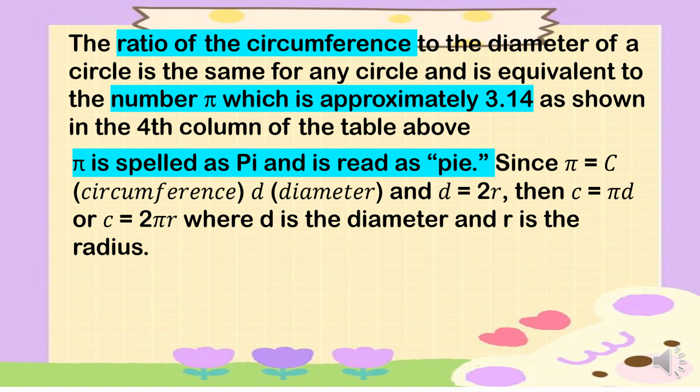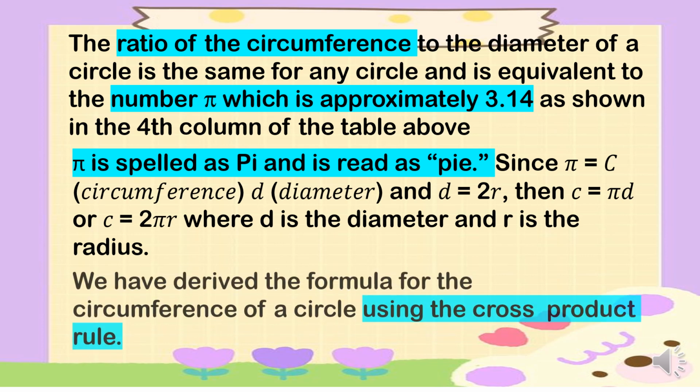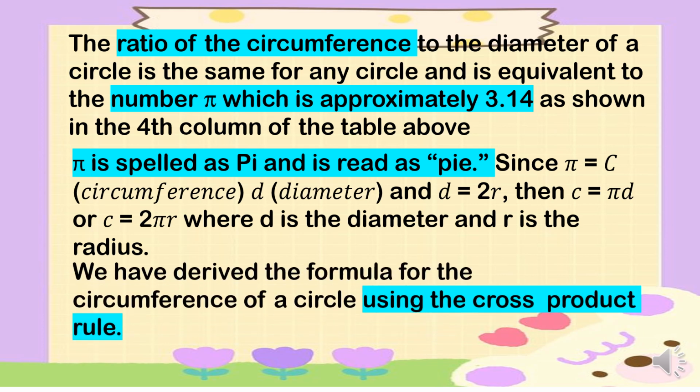If the given problem is the radius, then you will use C equals 2 pi r. But if the given is the diameter, the formula that can be used is C equals pi D. So we have derived the formula for the circumference of a circle using the cross product rule.